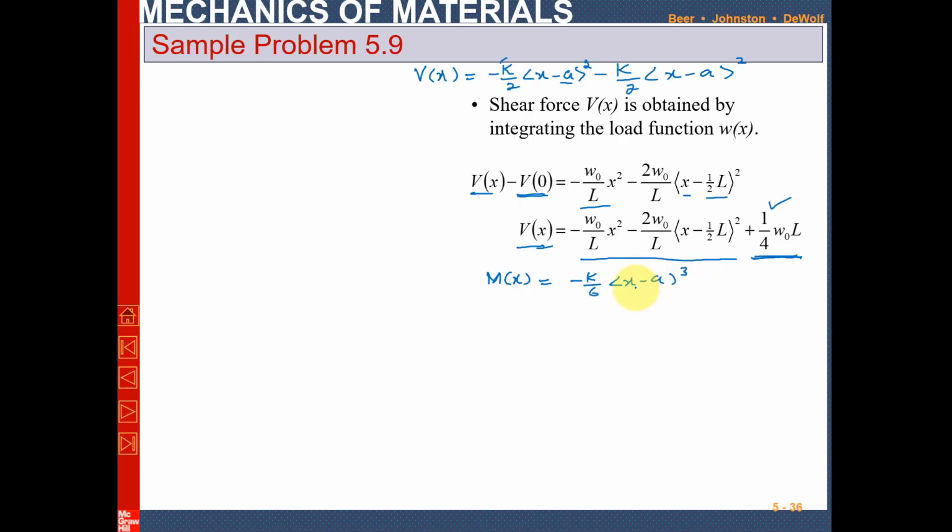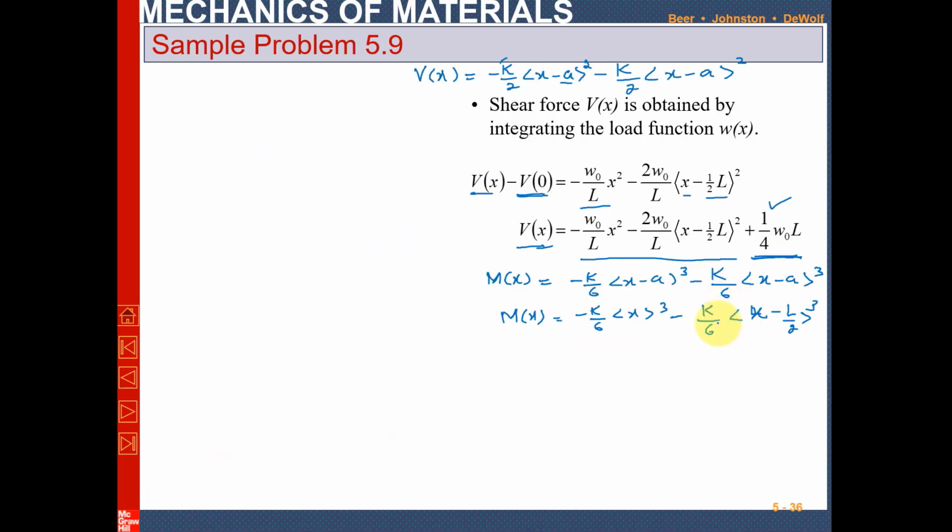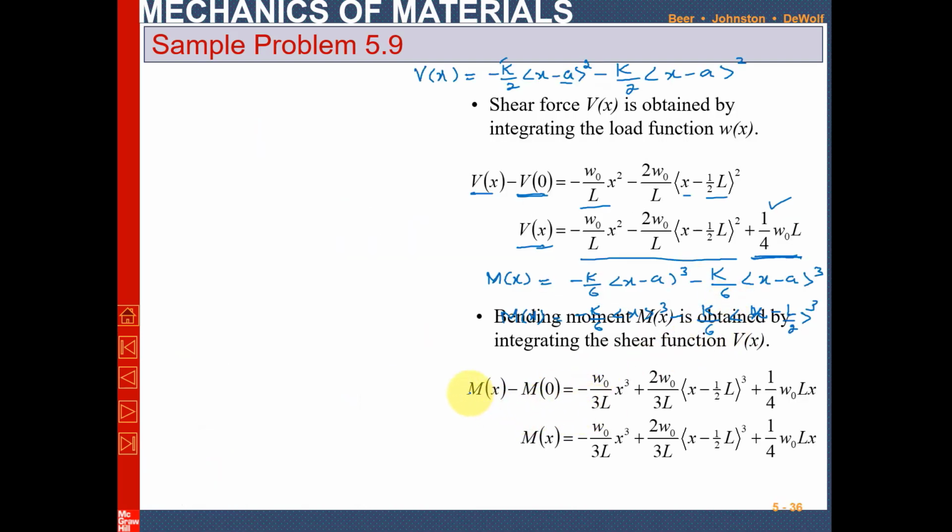So you have, this is for loading 1, and this is minus k over 6 x minus a to the power 3 for loading 2. For loading 1, a is equal to 0, so that will be equal to minus k over 6 x cube, and for loading 2, x will be L by 2, a will be L by 2, so L by 2 to the power 3. And again, if you put the value of k for first loading, that is 2 W naught over L, and k2 is minus 4 W naught over L in this equation, so it will be the same like this.